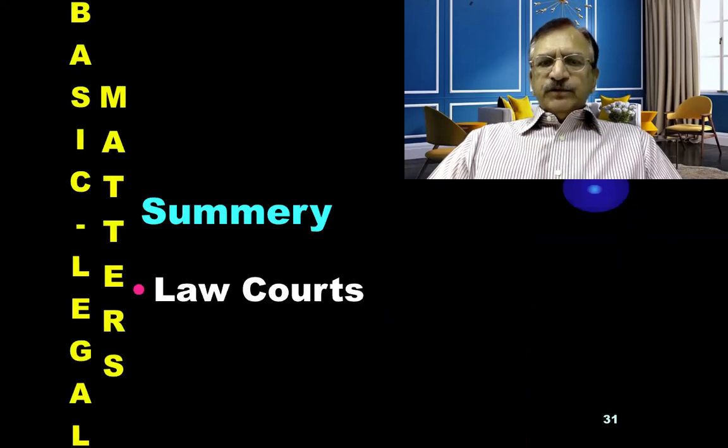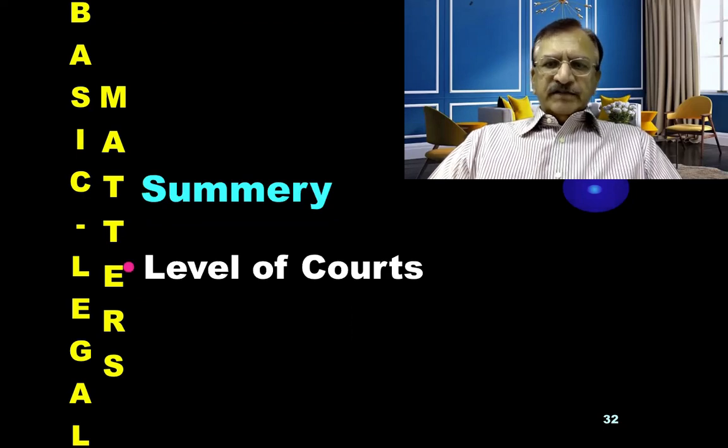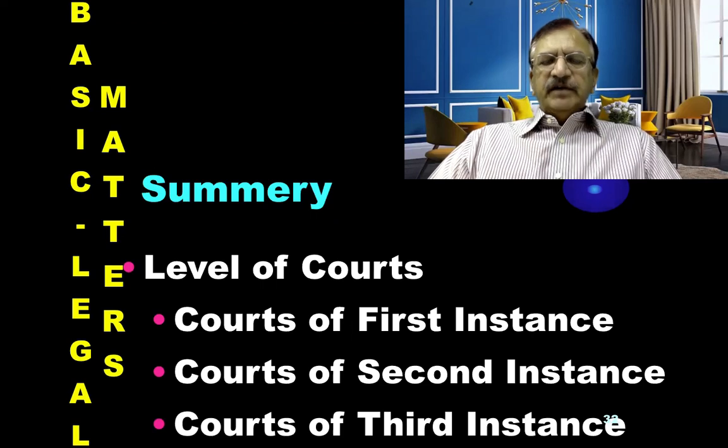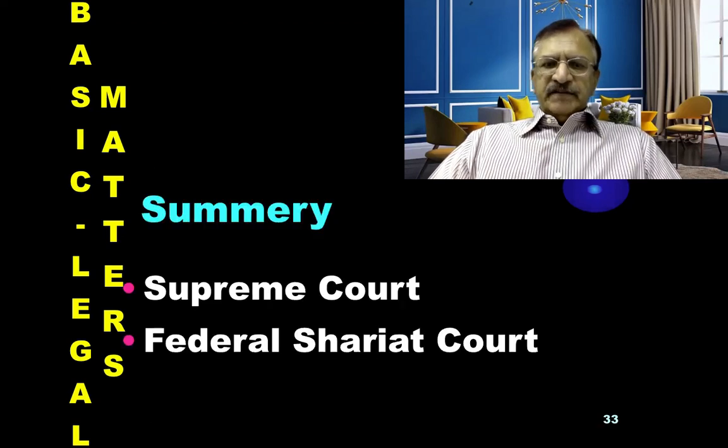So the summary of today's lecture is that we have talked about various law courts: what are law courts, what is a judge, what is meant by judgment, and what are the various levels of the courts, that is first level instance, second level, and the third level, and the Supreme Court, which is the highest level, and the Federal Shariat Court, which is also the highest court of the country.